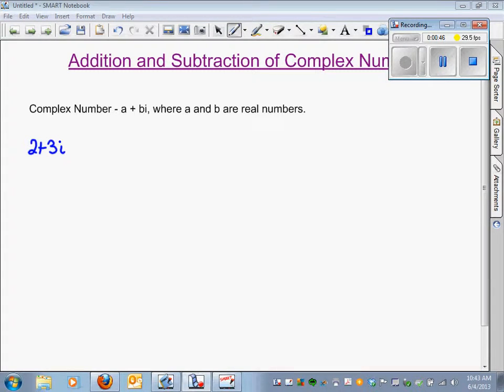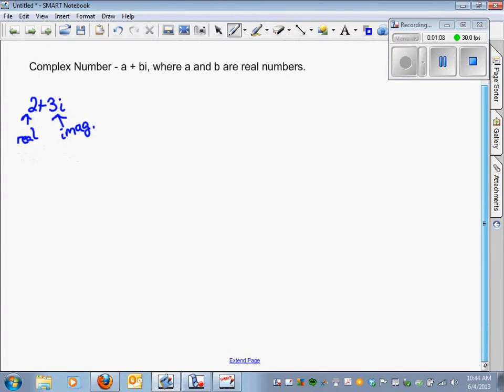The number 2 plus 3i would be an example of a complex number, where 2 is the real portion and 3i is the imaginary portion. And we always write this in the form real plus imaginary. These complex numbers can be worked with the same as all other numbers. We can add them, we can subtract them, we can multiply them, we can divide them. We're going to begin with looking at the idea of addition and subtraction.